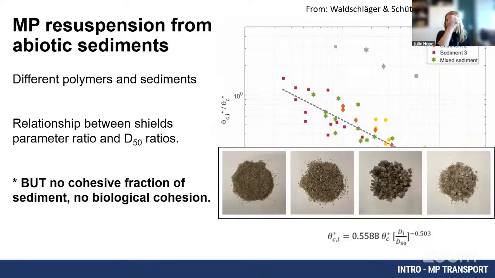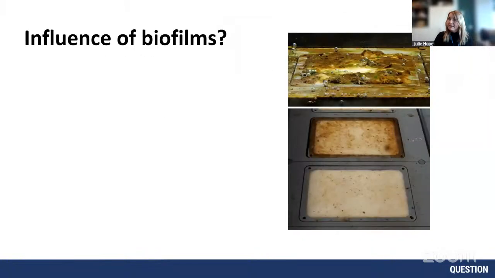But what this is missing is the fact that there's no cohesive fraction. The smallest grain size that was considered here was 450 microns. So it's non-cohesive sediment. There's no clay particles in there, and there's also none of that biological cohesion, so those biofilms. So what is the influence of biofilms on these processes?